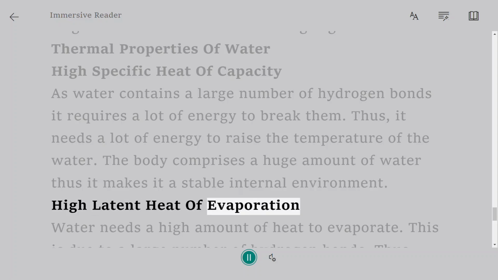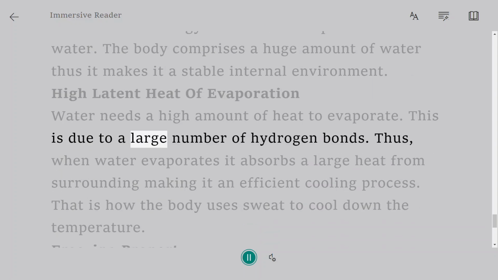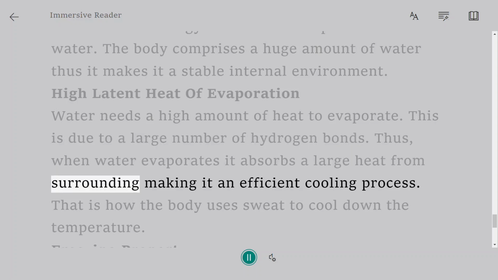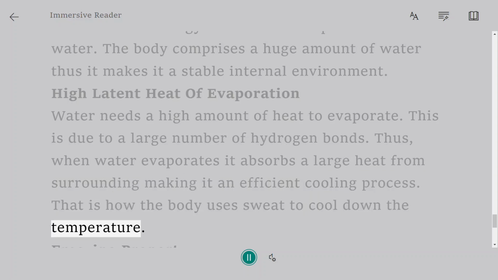High latent heat of evaporation. Water needs a high amount of heat to evaporate. This is due to a large number of hydrogen bonds. Thus, when water evaporates, it absorbs a large amount of heat from the surroundings, making it an efficient cooling process. That is how the body uses sweat to cool down the temperature.